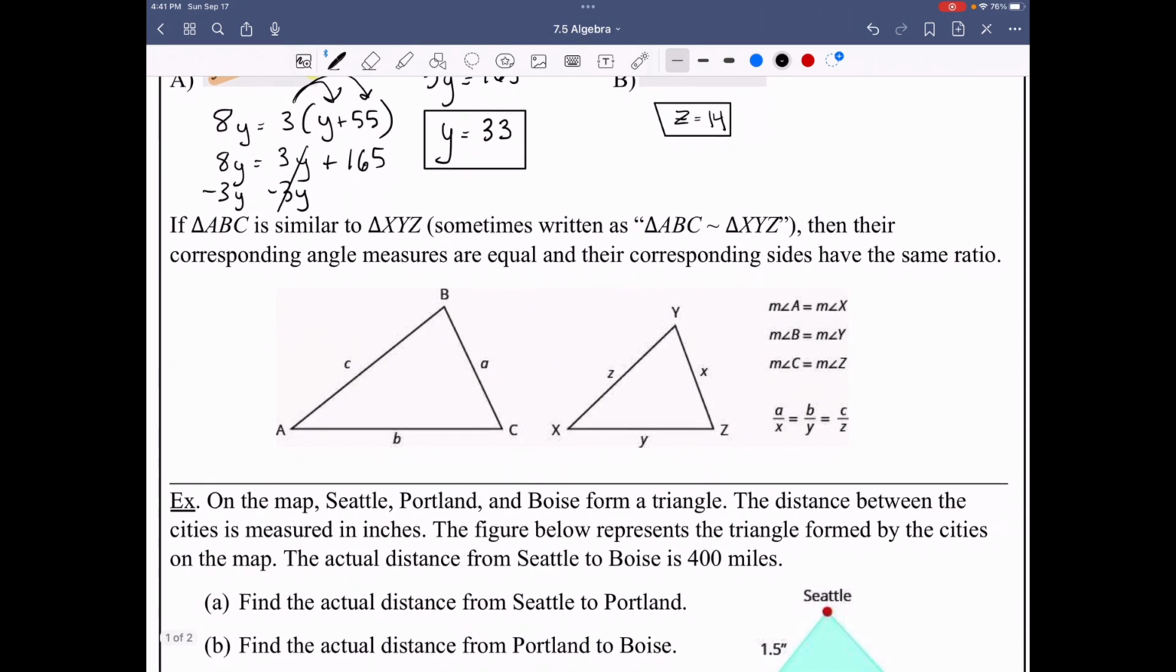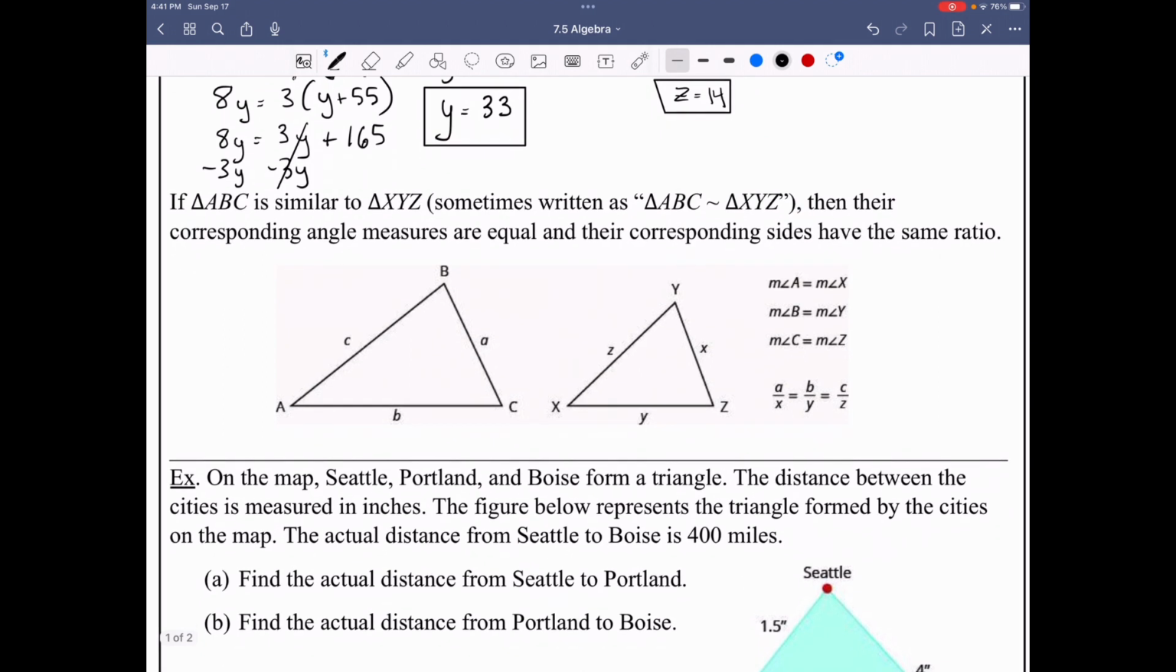If triangle ABC is similar to triangle XYZ, then their corresponding angle measures are equal and their corresponding sides have the same ratio. Let's look at what that means. The measure of angle A equals the measure of angle X, so those angles are equal. The measure of angle B is equal to the measure of angle Y. And the measure of angle C is equal to the measure of angle Z.